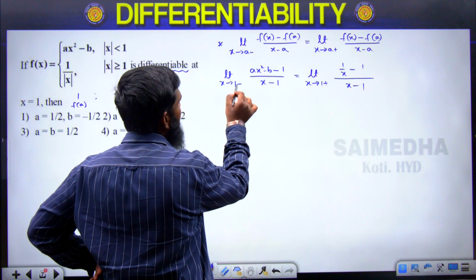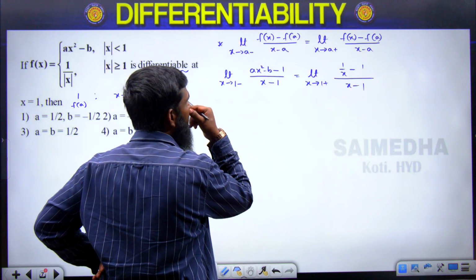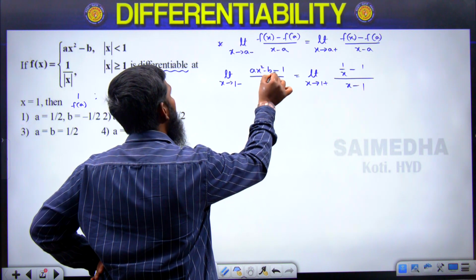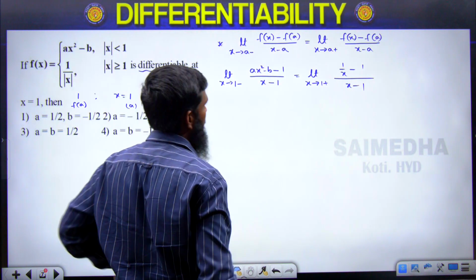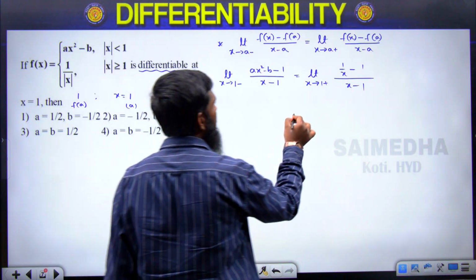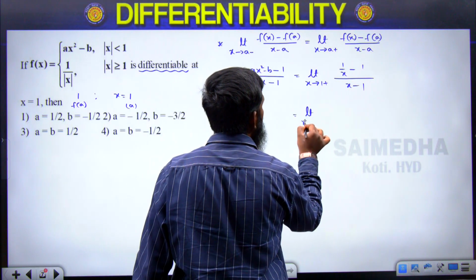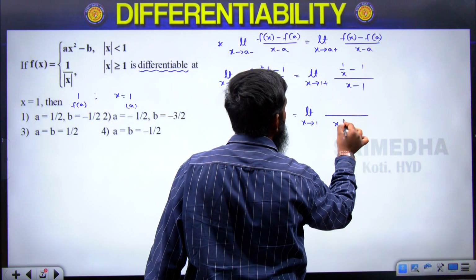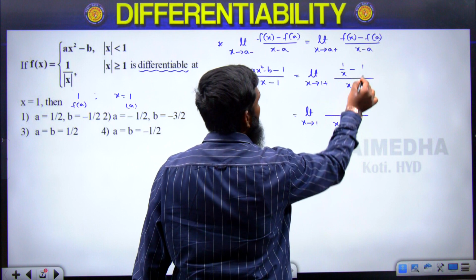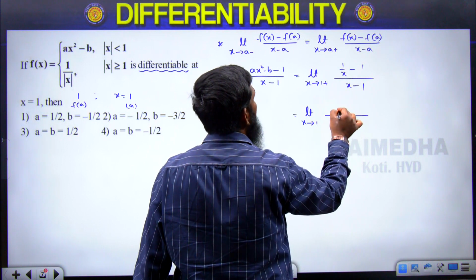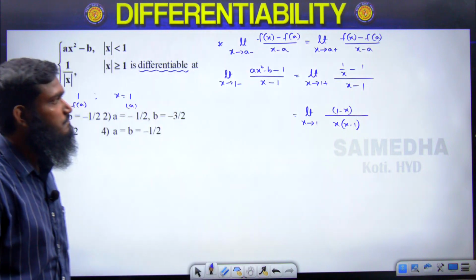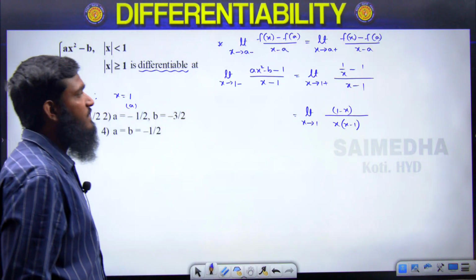Now if you are substituting the 1 value over here, what we are getting now? Ax square minus b minus 1 divided by x minus 1. Okay. Like this we are getting. Over here what we can do? Limit x tends to 1, if you are taking LCM over here, LCM means what? X into x minus 1. Then numerator will be 1 minus x. Okay, like this we are getting 1 minus x by x into x minus 1.